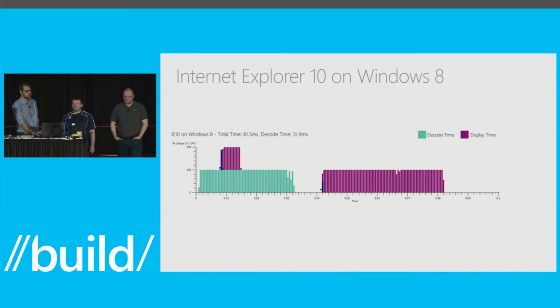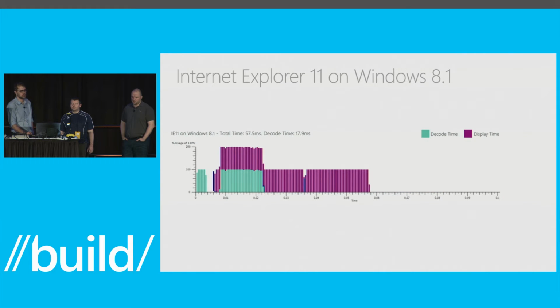So, the difference in speed if you use subsampled JPEGs versus regular 444 JPEGs. This is IE10, which didn't have this feature, and we take 81 milliseconds to decode and display the image. In IE11, if you load up the same JPEG that's been subsampled, we take 57 milliseconds to decode and display the image. So if you have a lot of images in your site, you really can save a lot of memory and time just by doing this.